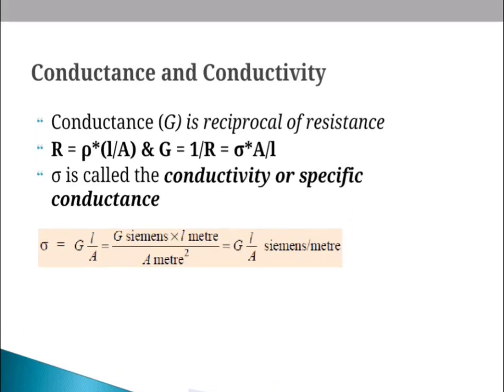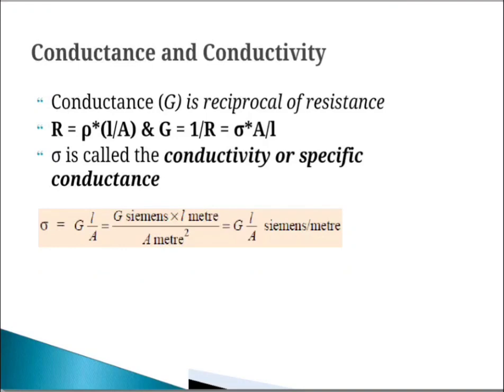See, friend, in the last video we saw what resistance is. Resistance is nothing but the opposition to the flow of current, and it is denoted by capital R, and its unit is ohm. Okay, then at this point we have to discuss conductance and conductivity. Conductance is the reciprocal of resistance.